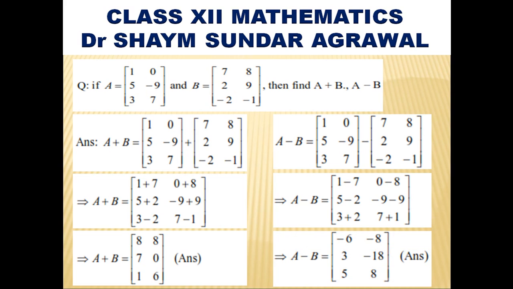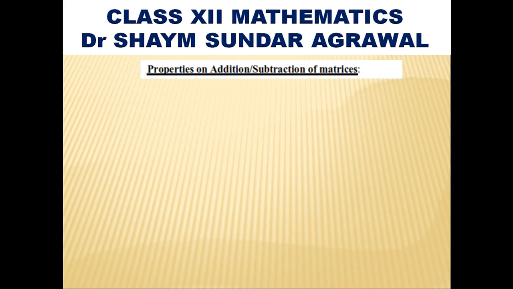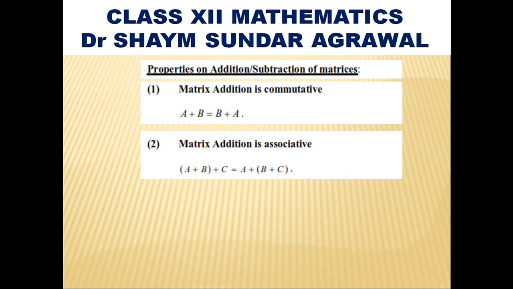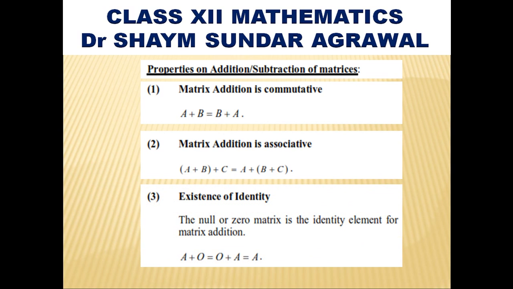Next, what are the properties of addition and subtraction of matrices? Number 1, matrix addition is commutative. That means A plus B is equal to B plus A. Similarly, matrix addition is associative, that is, the sum of the first two matrices, then addition of the third matrix, is the same as A plus the addition of B and C. Existence of identity: the null or zero matrix is the identity element for matrix addition, that is, A plus 0 matrix, or 0 plus A, is equal to A.